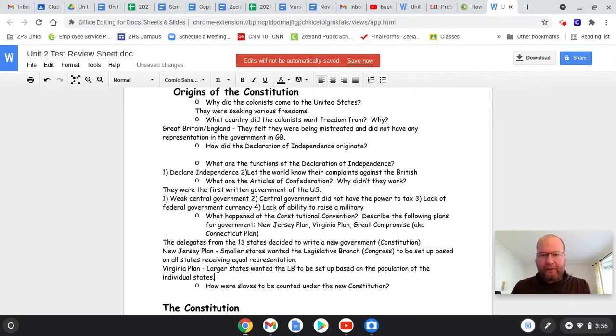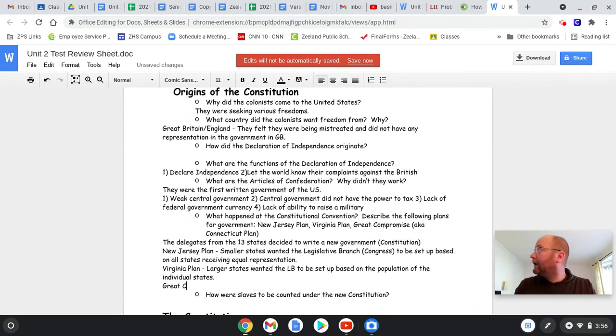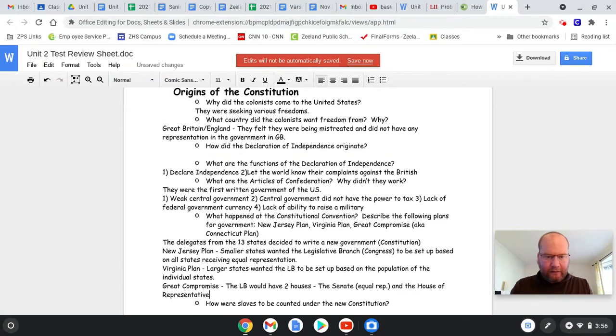From there, then they had to compromise, right? So we get the Great Compromise. Where they decide that the legislative branch would have 2 houses. The Senate, I'll put equal rep for equal representation. Remember, everybody gets 2. In the House of Representatives, based on population. And that's what we have today. And that's stuck around for those 230 years that we've had the Constitution.